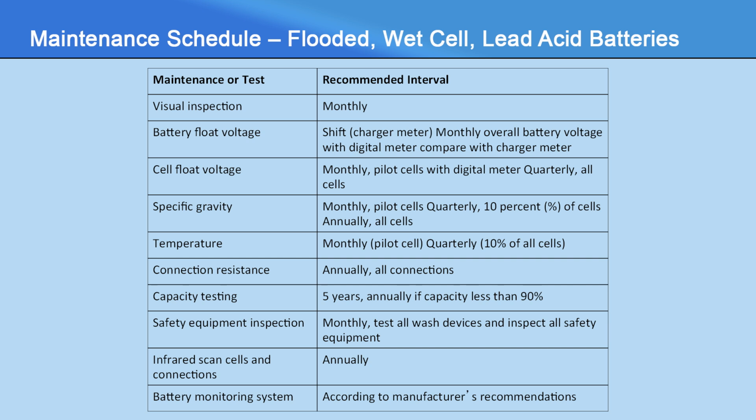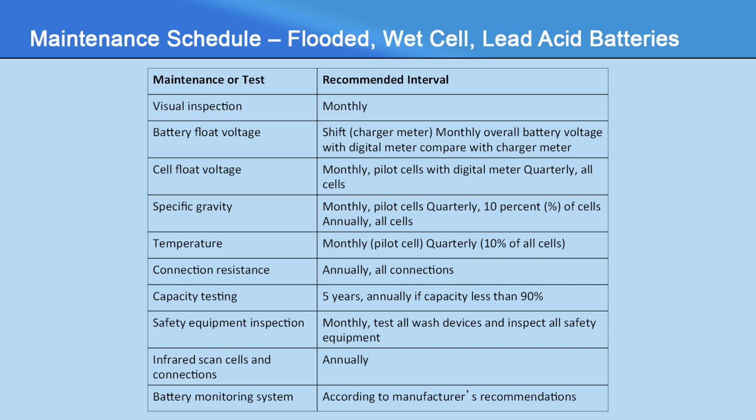The first test performed is the preventive maintenance. It is done depending on the charger type and manufacturer's recommendations. Next test is the infrared scan of cables and connections if visible. It is done annually. Next is the maintenance schedule for the flooded or wet cell or lead acid batteries. First test is the visual inspection. This should be done monthly.